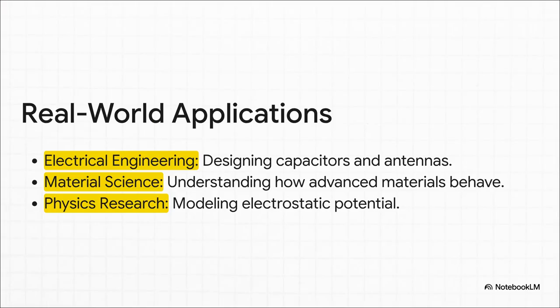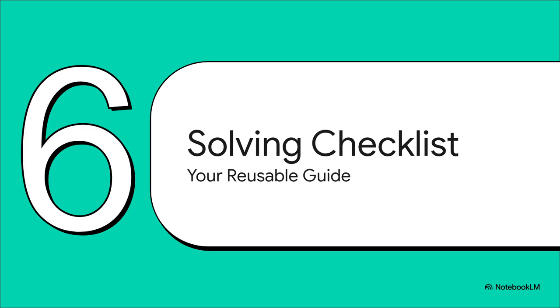If you're an electrical engineer, you're using this to design things like capacitors and antennas. If you're in material science, this helps you understand and even create new materials. And for physicists, it's how you model the universe at a fundamental level. The bottom line is, in the real world, things are messy. Charges almost never spread out evenly, which makes this method absolutely essential. And to really bring this home, I wanted to give you something you can actually use. We've boiled this whole process down into a simple, reusable checklist for any time you face a problem like this.